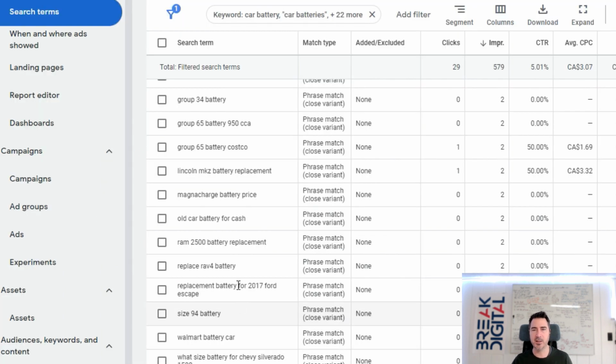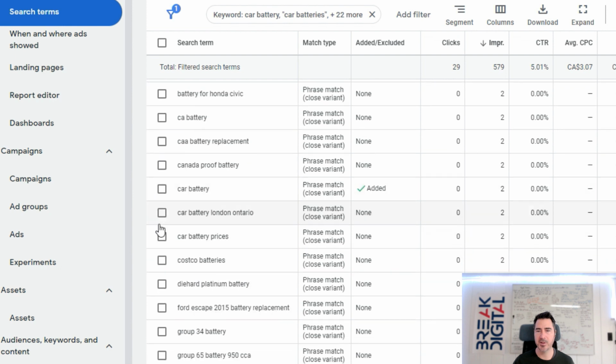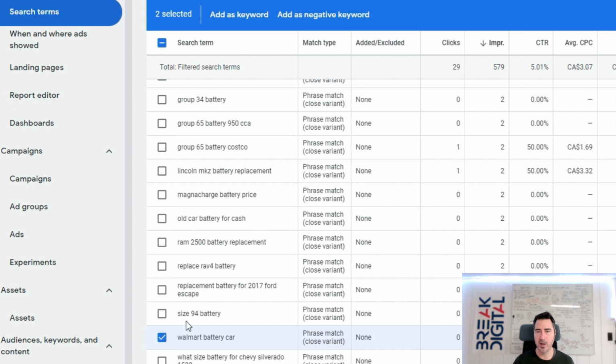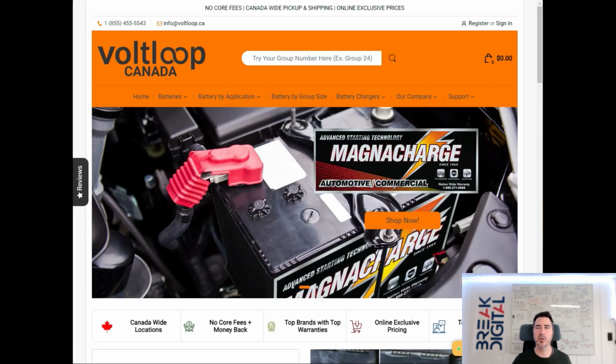And if we look at these search terms, we can see there's different search intents here. So we have some people looking for Costco. There's other competitors in here. There's searches for Walmart. Those really want to be their own ad group because voltloop.ca has pickup locations all across the country. It's really difficult, if not impossible, to ship certain types of batteries. So they have pickup locations.